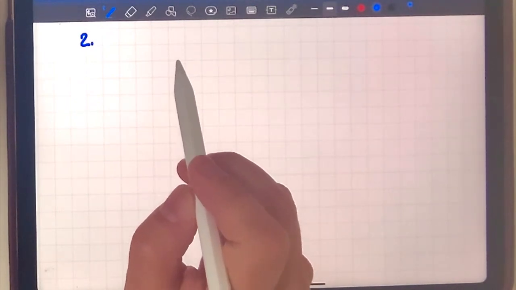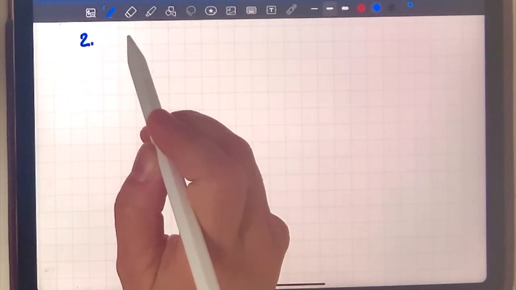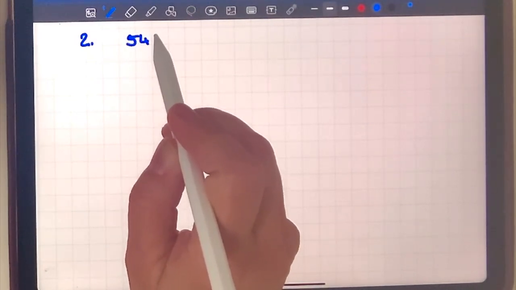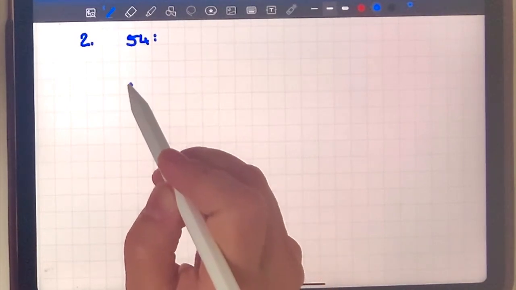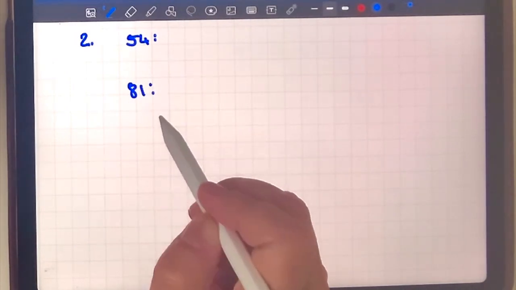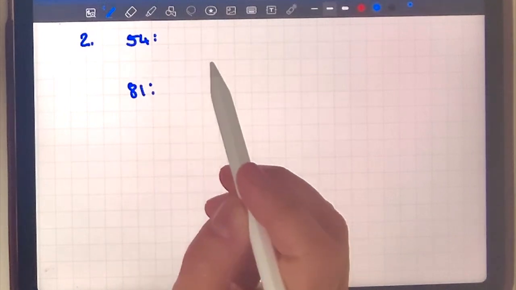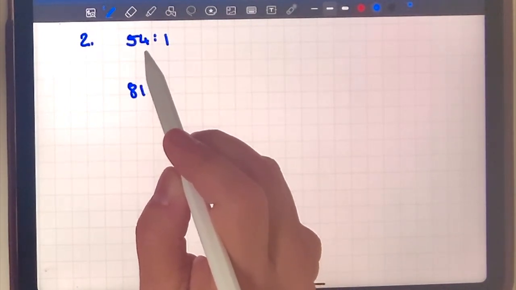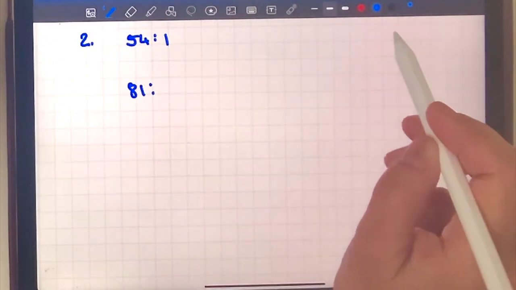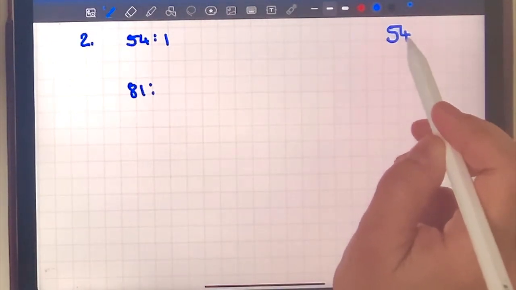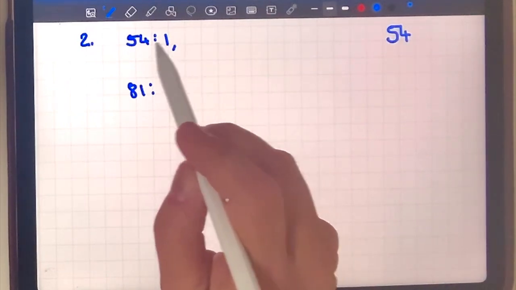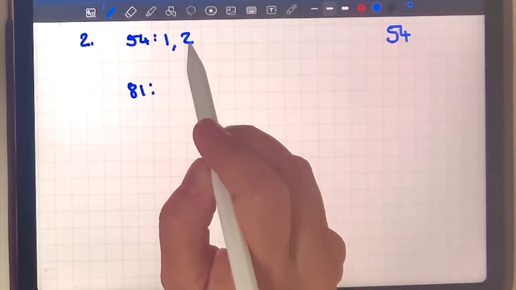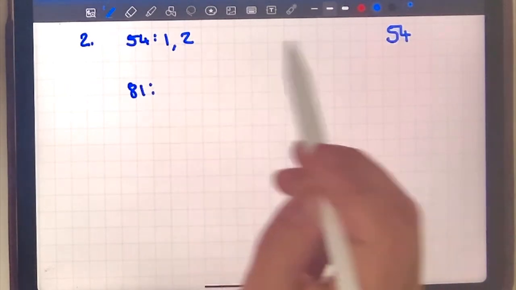So with this example, I've been asked to find the HCF for 54 and 81. So I'm going to start in the same way. 1 is always going to be my first factor, and the number itself, which is 54. Okay. Next, because it's an even number, I know that 2 is a factor, so 2 into 54 goes 27 times.